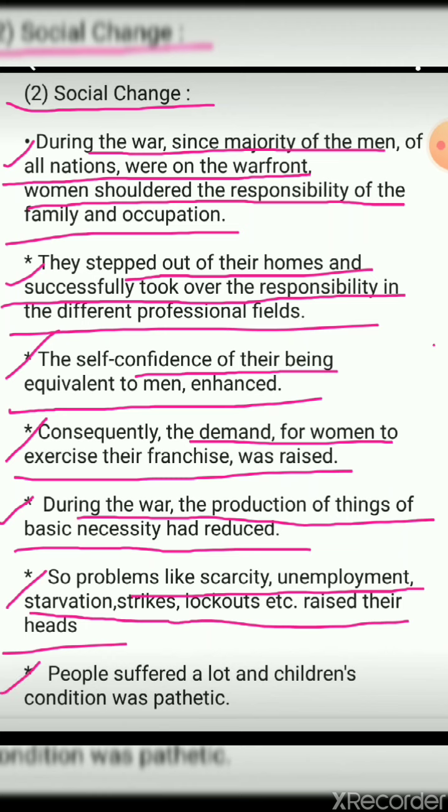Next, people suffered a lot, and the children's condition was apathetic. Apathetic means not proper. The situation became more and more terrible. Because of that, not only the adults but even the children suffered a lot, and their condition became apathetic, that is, not at all proper. Whose condition? That is the children. And this is the effect of the war. Some positive aspects were also seen, but some negative aspects of the war can be seen on the society.